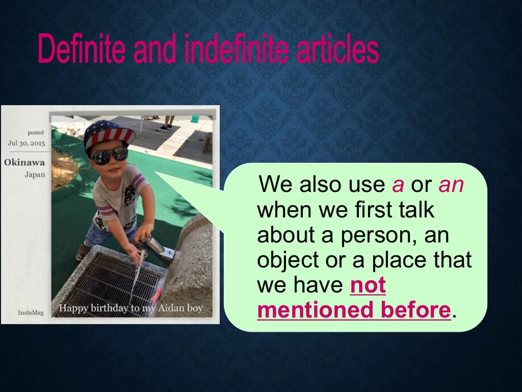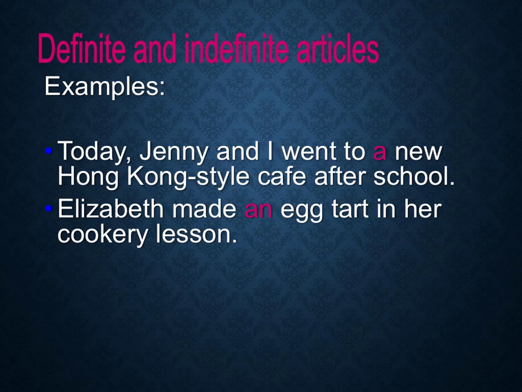We also use a or an when we first talk about a person, an object, or a place that we have not mentioned before. It's the first time we talk about it, so we use a or an. For example, today Jenny and I went to a new Hong Kong style cafe after school. Okay, a cafe. It's the first time we talk about it. Elizabeth made an egg tart in her cookery lesson.